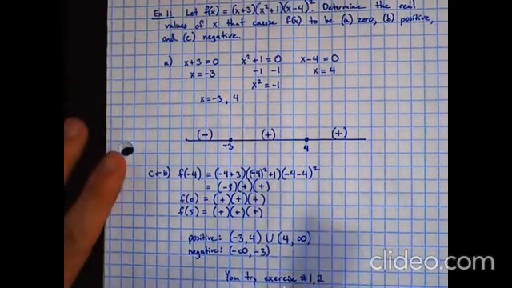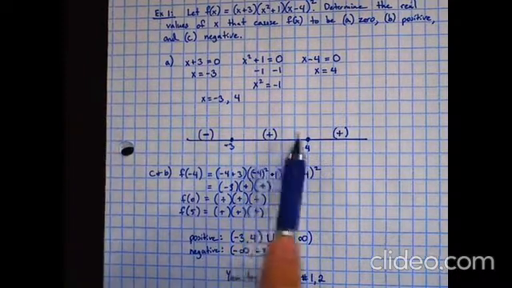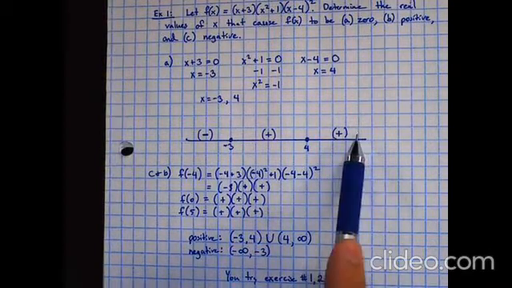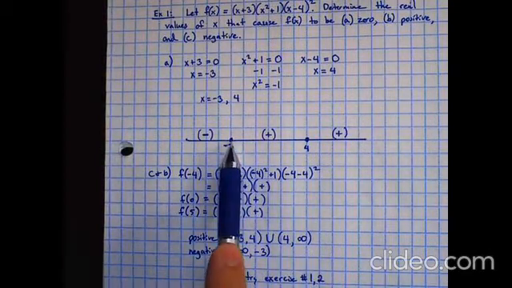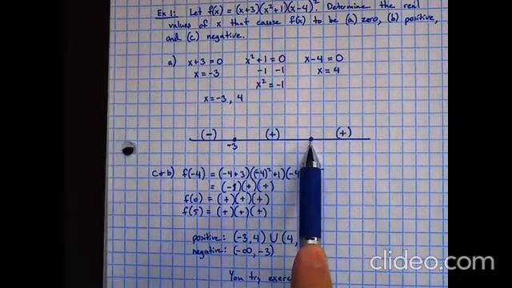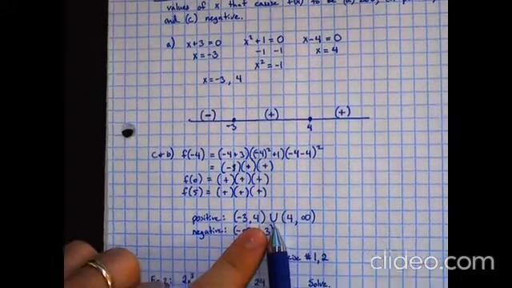So we're negative to the left of negative 3. We're positive between negative 3 and 4. And we're positive greater than 4. Now keep in mind, I can't just say it's positive from negative 3 to infinity, because it hits 0 right here. So we've got to make a union for these intervals.